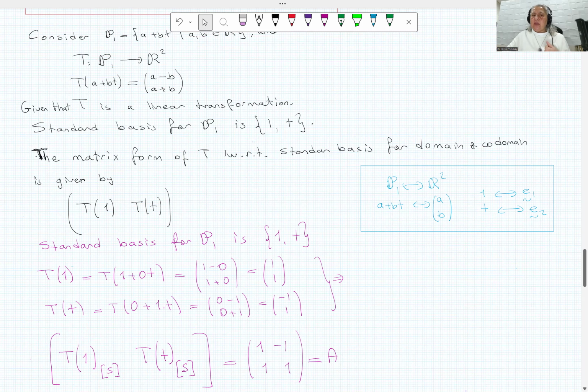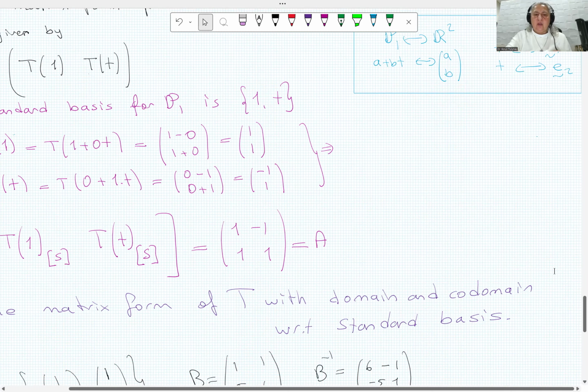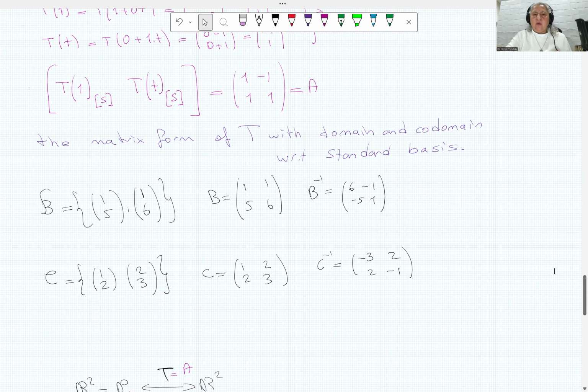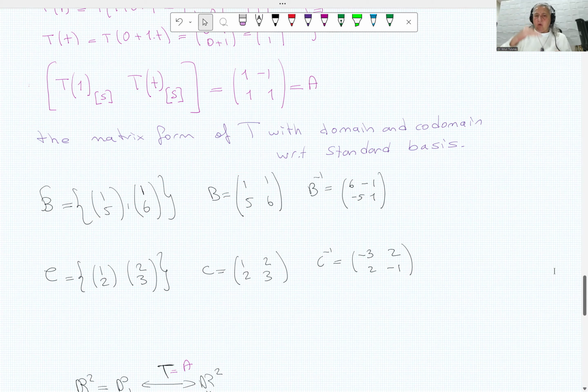this linear transformation. I just would like to remind you, in a little corner, a plus bt is really isomorphic to (a, b), and 1 in this case corresponds to e1, and t corresponds to e2. I just would like to remind you of this situation.